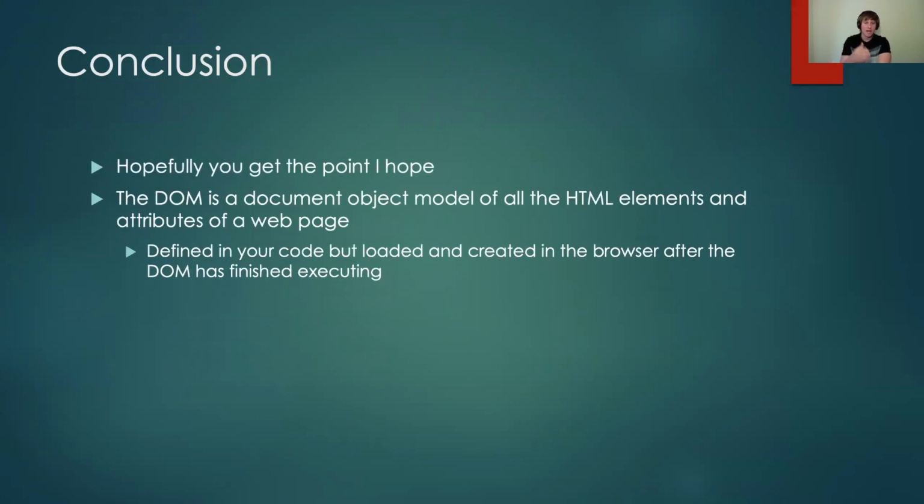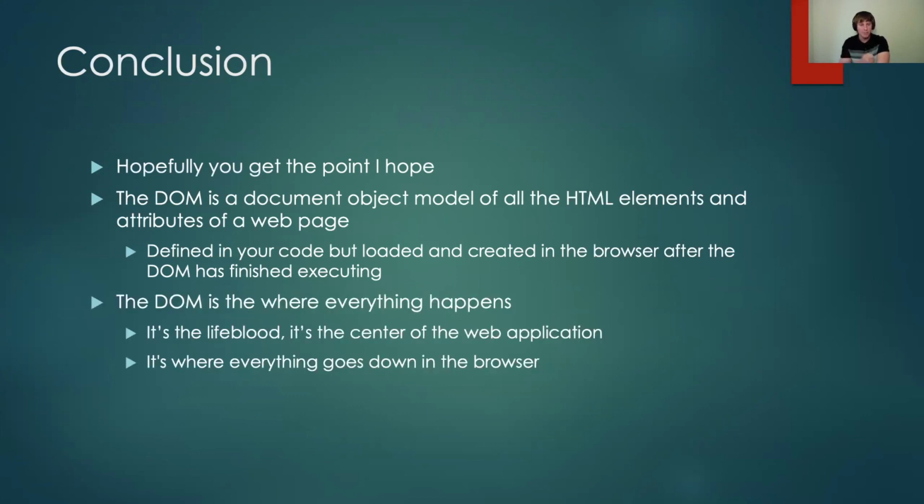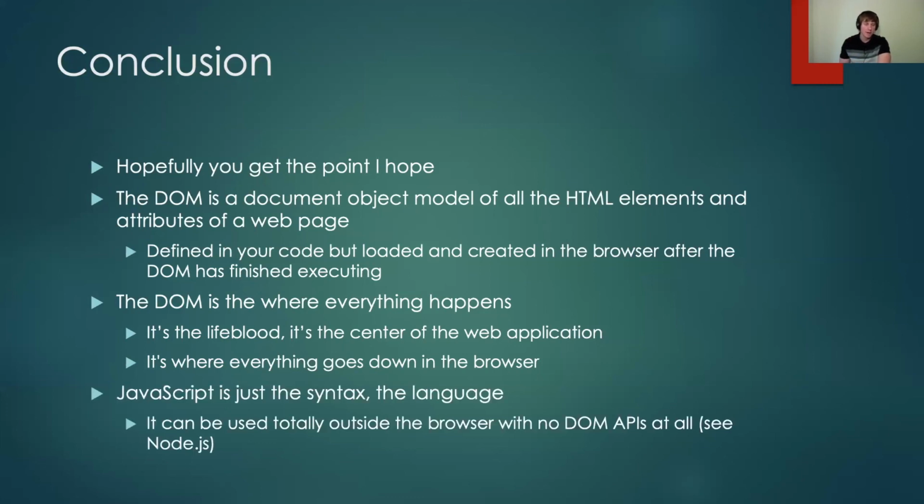The DOM is a document object model of all HTML elements and attributes of a web page, defined in your code, but loaded and created in the browser after the code has finished executing. The DOM is where everything happens. It's the lifeblood. It's the center of the web page application. It's where everything goes down in the browser. If something happens, most likely it's in the DOM.